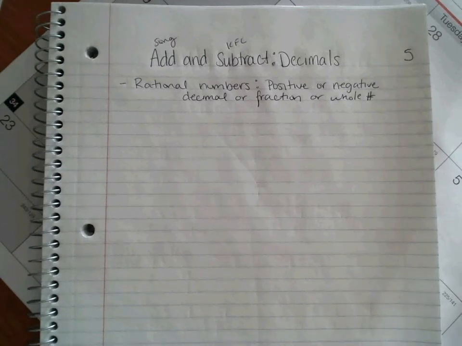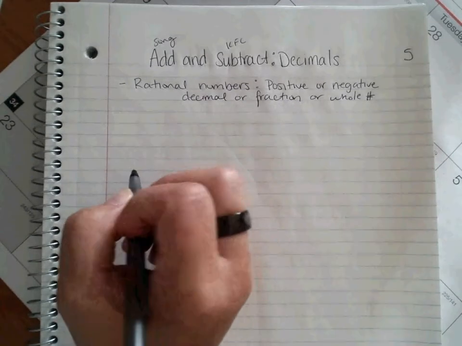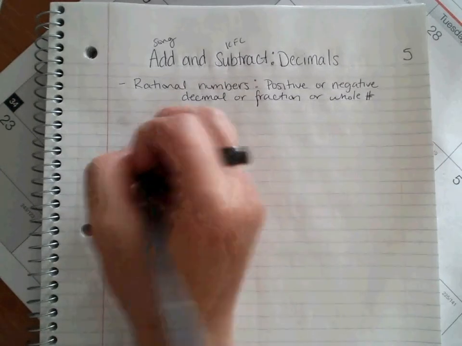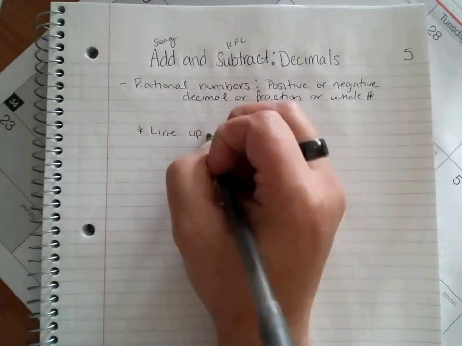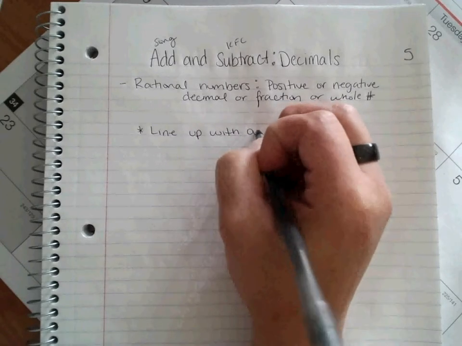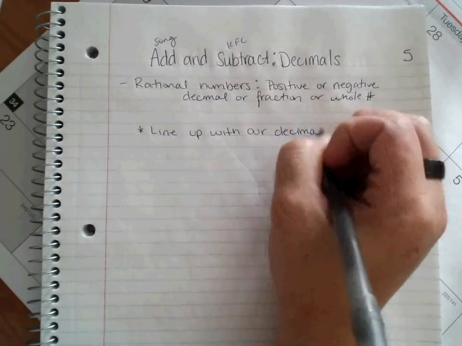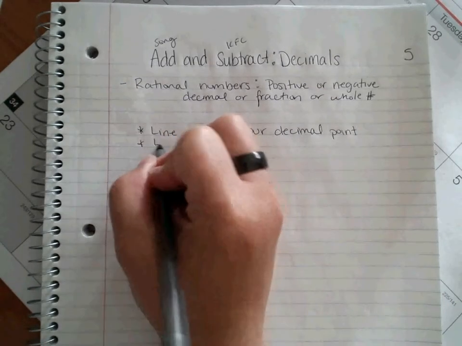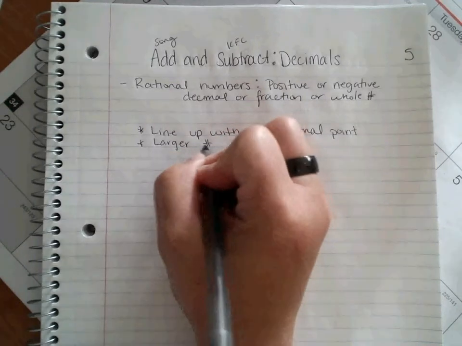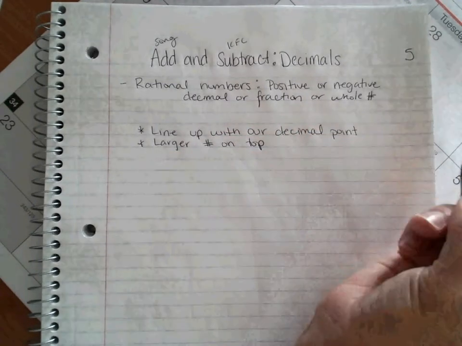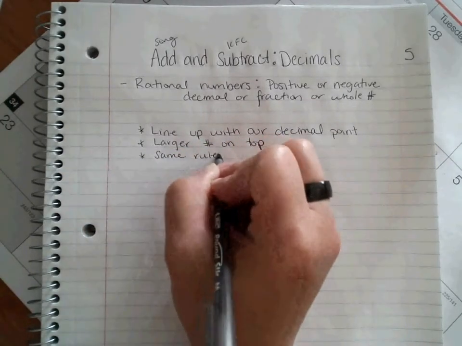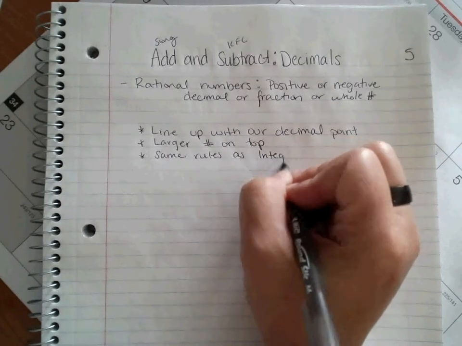When we are adding and subtracting decimals, there are some things you still have to remember from 6th grade. When we work with decimals, we need to line up our decimal points. We also want to make sure that we have the larger number on top. And we're going to use the same rules as integers.